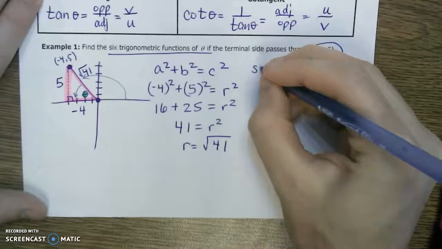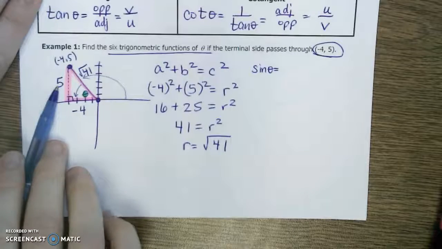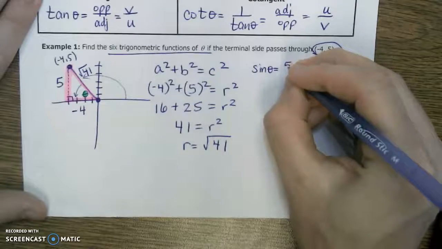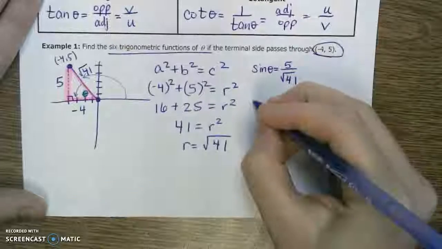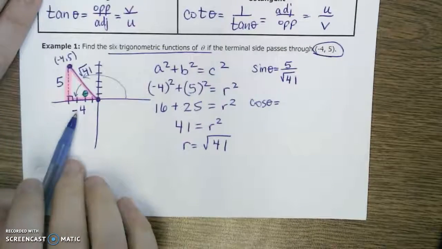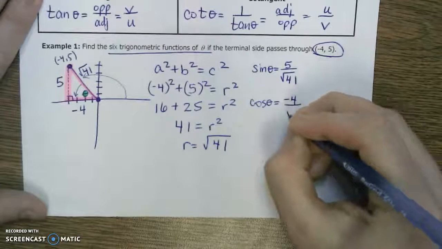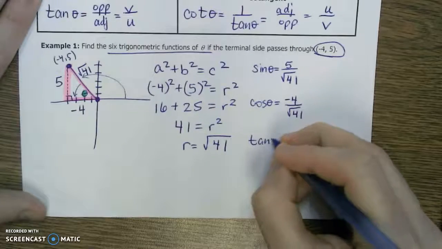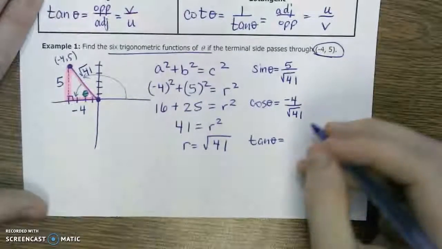So we're going to start with sine of theta. Sine of theta is the opposite 5 divided by the hypotenuse radical 41. Cosine is adjacent over hypotenuse, negative 4 over radical 41. Tangent is opposite, which is 5, over adjacent, negative 4.